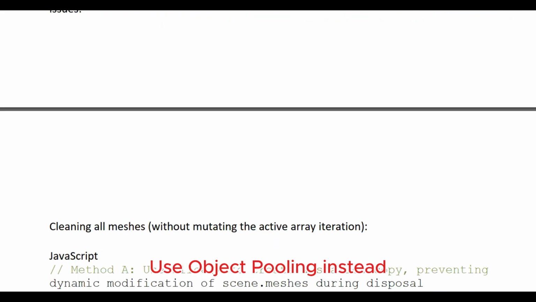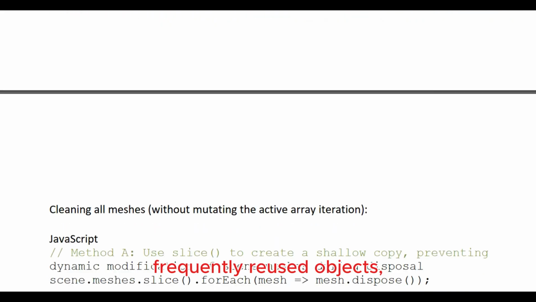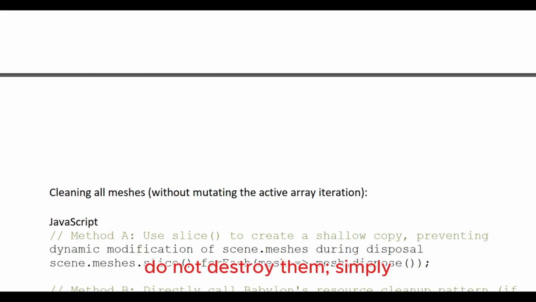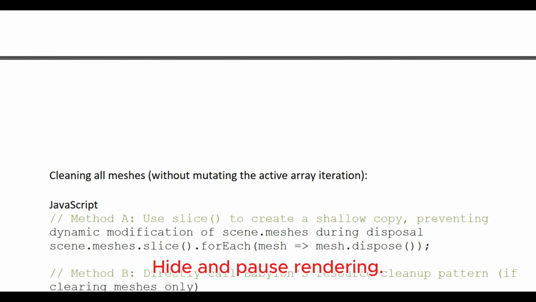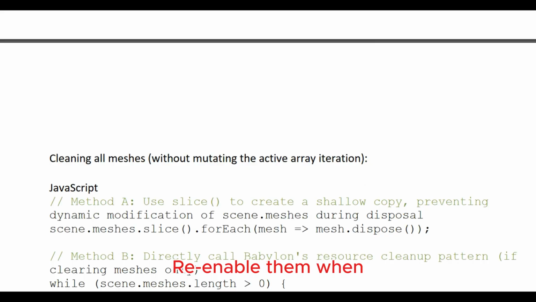Use object pooling instead of frequent dispose. For frequently reused objects, do not destroy them. Simply hide or disable them. Hide and pause rendering. Re-enable them when needed.